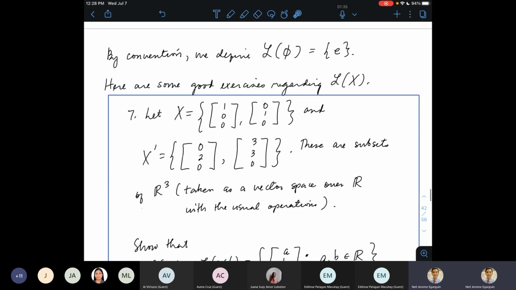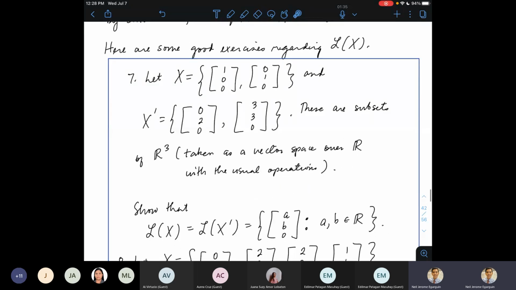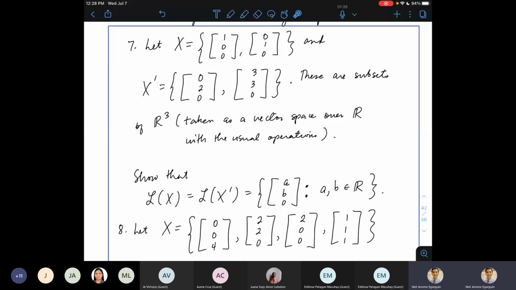Then I hope you guys had a chance to look at exercises 7 and 8. These are computational in nature. Maganda siyang exercise. How to show that L[X] looks like this and how L[X'] also looks like this. So the point of exercise 7, oh, by the way, in order to get L[X], kunin nyo lang lahat ng possible linear combinations ni X, right? So how will you do that?